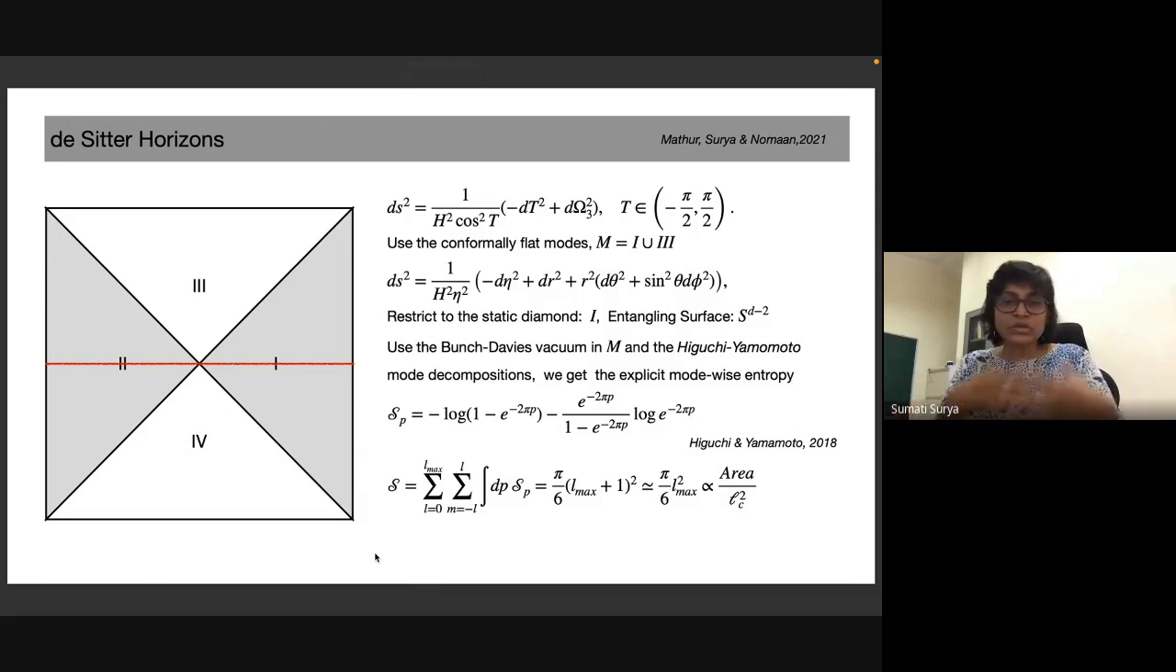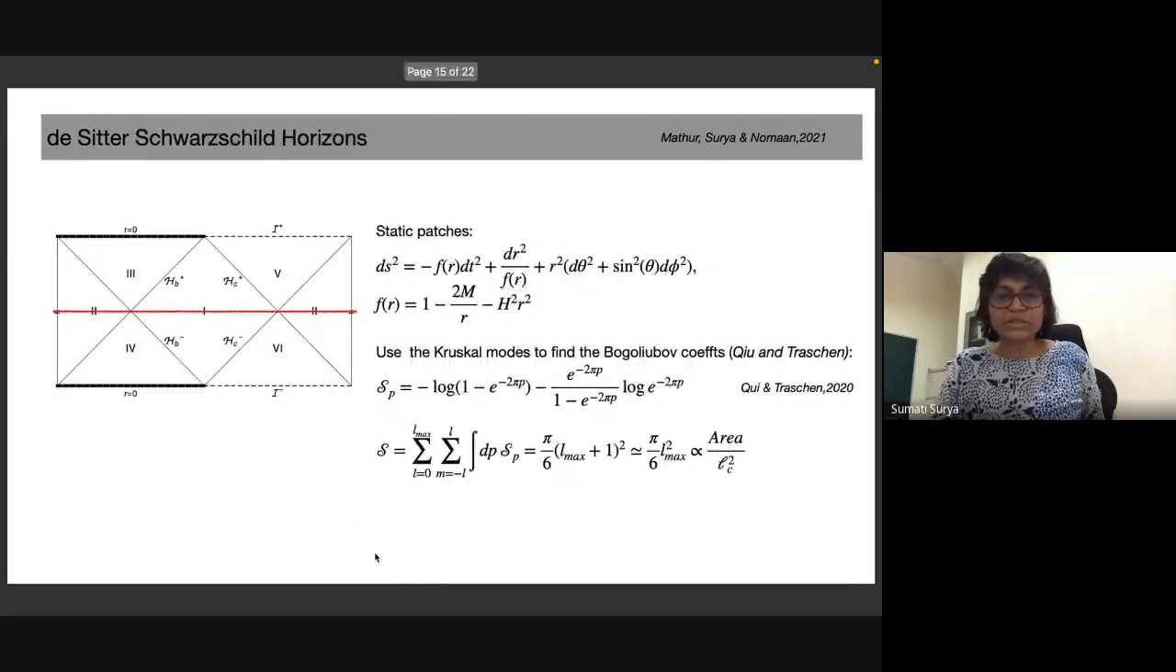So basically, we use these messy calculations due to Higuchi and Yamamoto's mode decompositions and so on, and it turns out that a lot of that just gives you the same result that they got when they calculated the von Neumann entropy. We use the space-time entanglement formulation, and we get the same results that they do. So let me just quickly also say that we did the same thing for De Sitter-Schwarzschild. There, of course, you only know the modes near the horizons and so on.